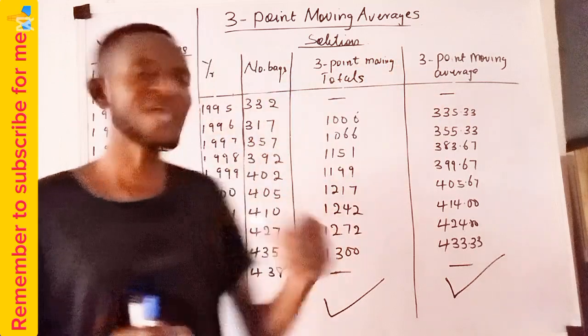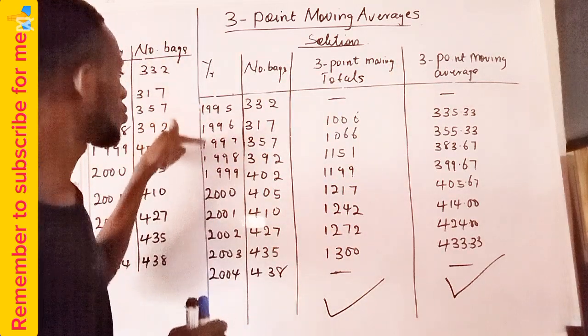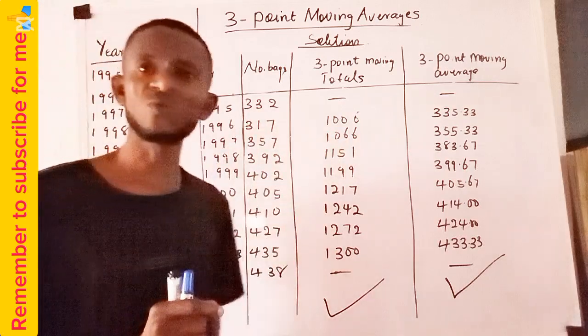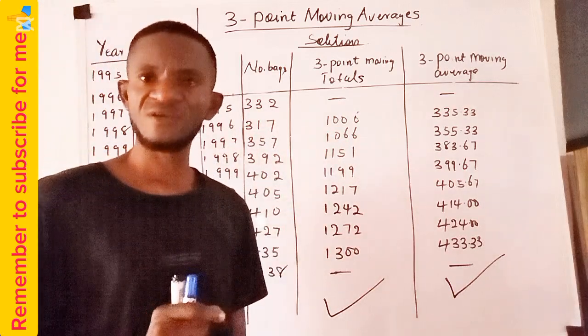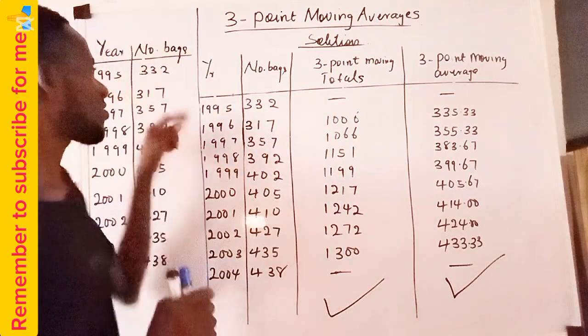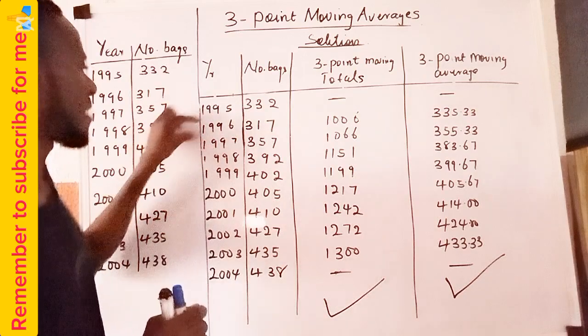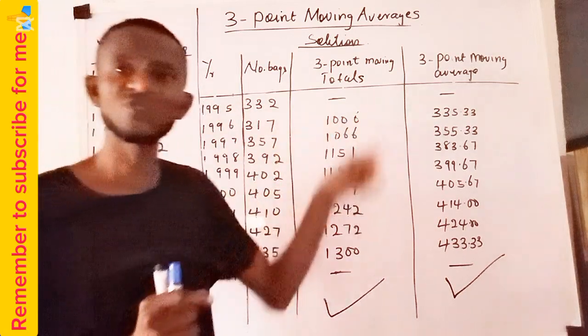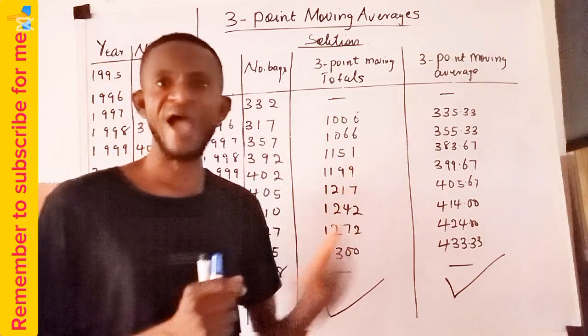So if you count 1, 2, 3, 4, and you sum all of them, you will not be able to know where to keep your total or your average. But it was easy for us here because we had 1, 2, 3, and when we talk about centering, the center one is here, and then we begin to position our totals or our averages.